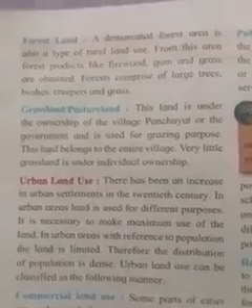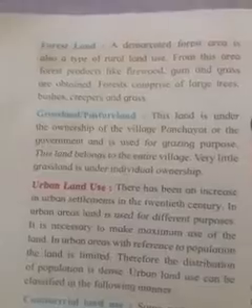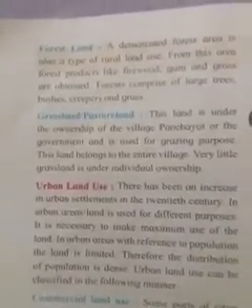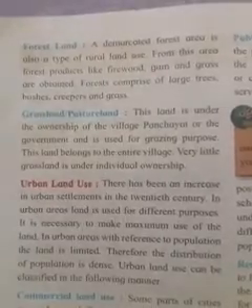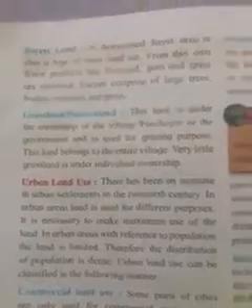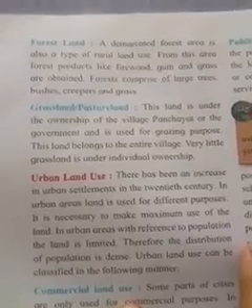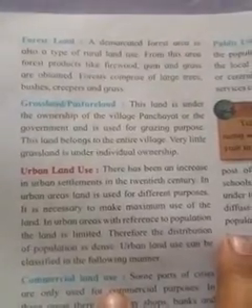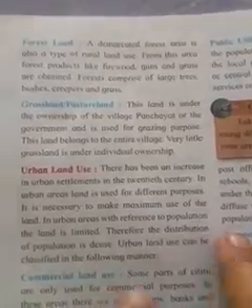Then the second type of this land is the forest land. A dense forest area is also a type of the rural land use. From these areas forest products like firewood, gum and grass are obtained. The forest comprises large trees, bushes, creepers and grass.